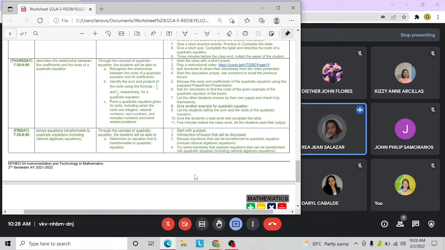Sixth, ask for volunteers to find the roots of the given example of the quadratic equation on the board. Seven, let the other students answer on their own paper and check it by themselves. Eight, give another example for a quadratic equation. Nine, let the students define the sum and the product of the roots of the quadratic equation. Ten, give the students a seat work and complete the table. And lastly, 5 minutes before the class ends, let the students pass their output.